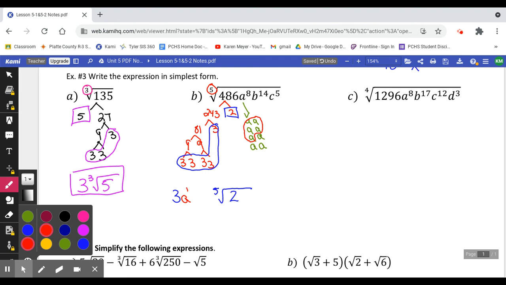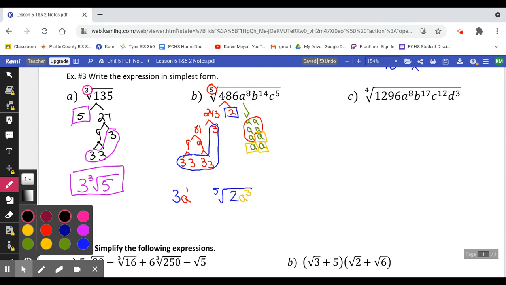And then how many are left over? So how many could I not get in a group of 5? And hopefully everybody says, oh, well, that's 3 different A's. So that means inside I have A to the 3rd power. Okay, so hopefully everybody's getting the hang of it.